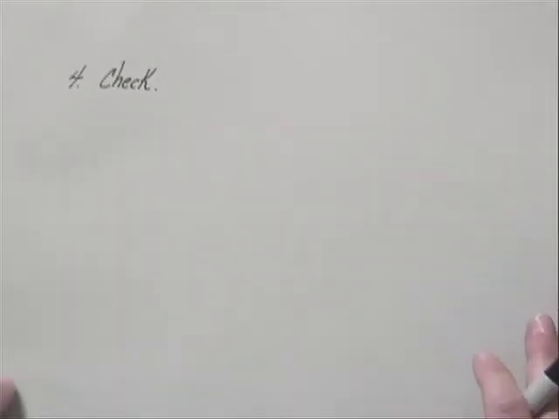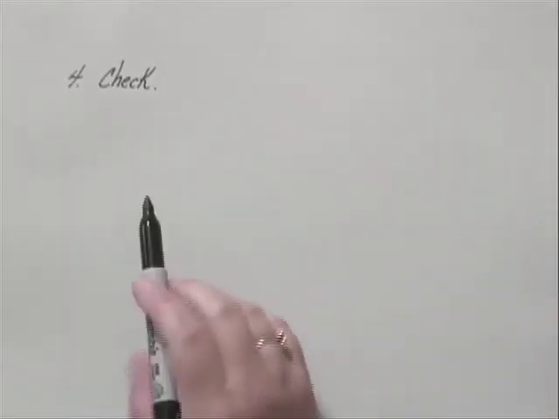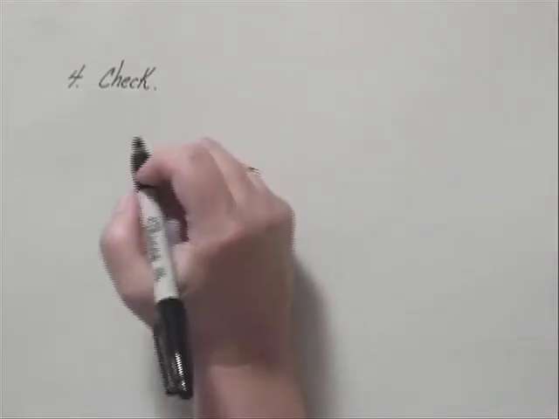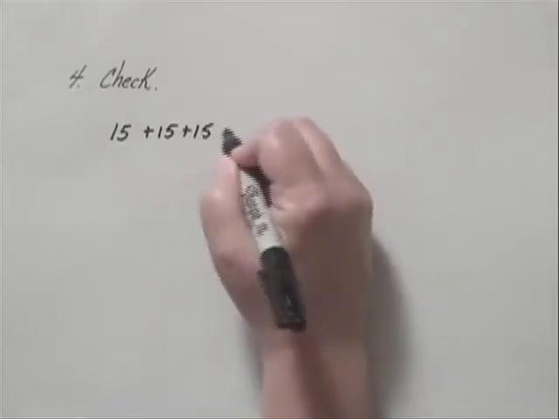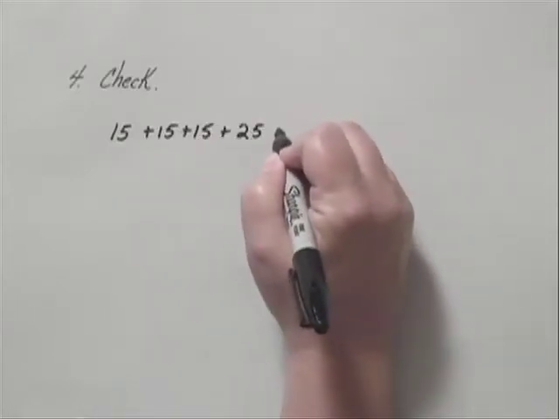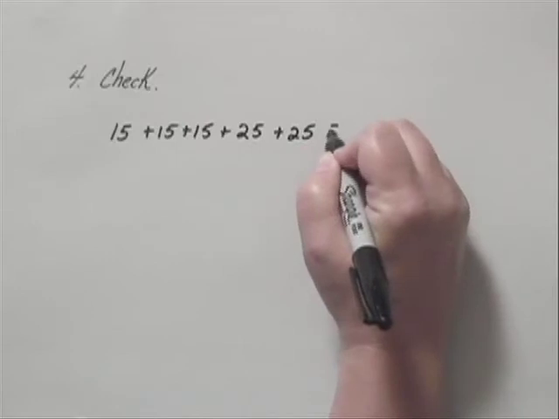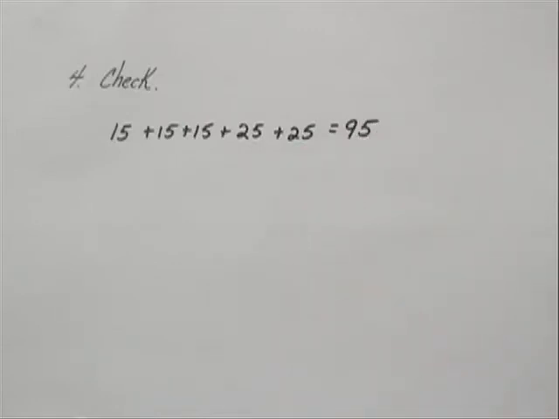Now the fourth step is to check, and to check we could repeat the calculations. We could also think of adding all of the cartridges together separately. 15 plus 15 plus 15 plus 25 plus 25, and that would give us $95 also. Just calculating a different way is a good check.